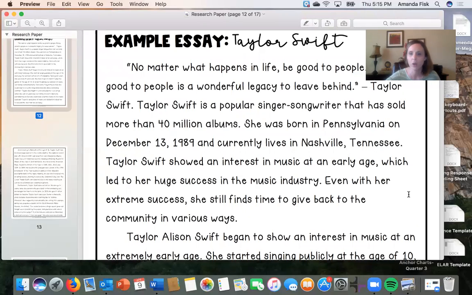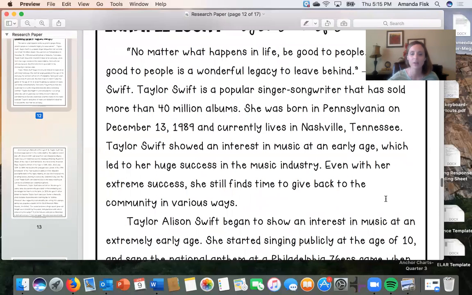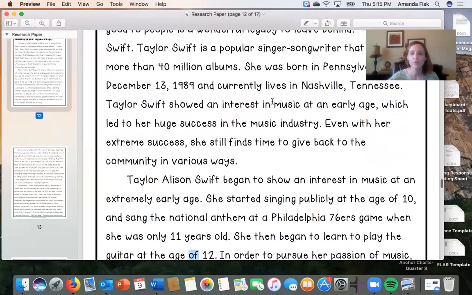So I like how they started with a quote here. I'm also noticing that they did that descriptive thing that we talked about when we did our text structures unit. They told a little bit of information about her. They told who she is. She's a songwriter. They gave you a few details about where she lives and the start to her music career. And then they talk about how she gives back. So I'm wondering if these are some of the topics that might be mentioned in her paper.